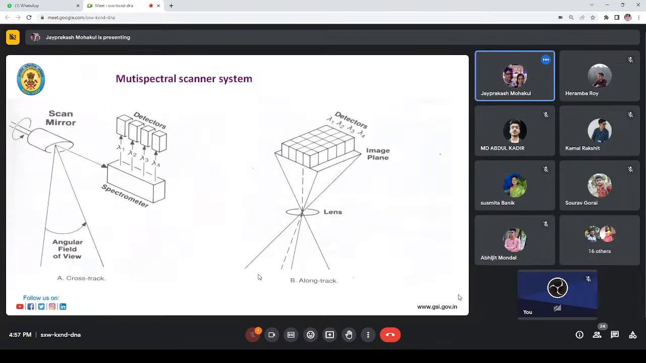Now I'll try to show you that there are two kinds of sensing: one is across the track, the other is along the track. Across the track, what happens?